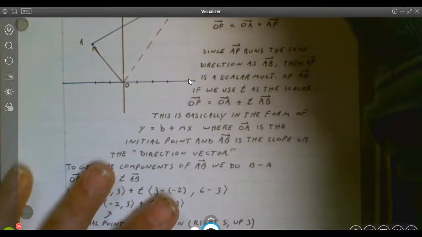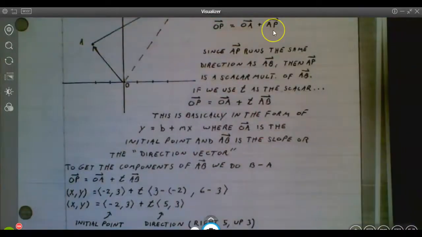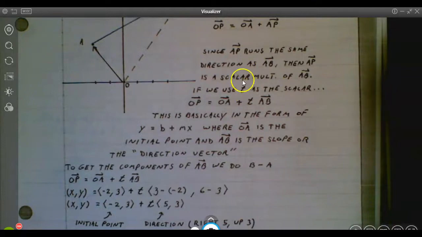So here's the big connection that we've got to make. As I look at this equation, look at AP. What we're saying is that AP is simply a scalar multiple of AB. So if t represents the scalar, I have some scalar times vector AB is going to equal whatever AP is. So we can sub out AP in this formula for AB times some scalar. So there's the big connection.